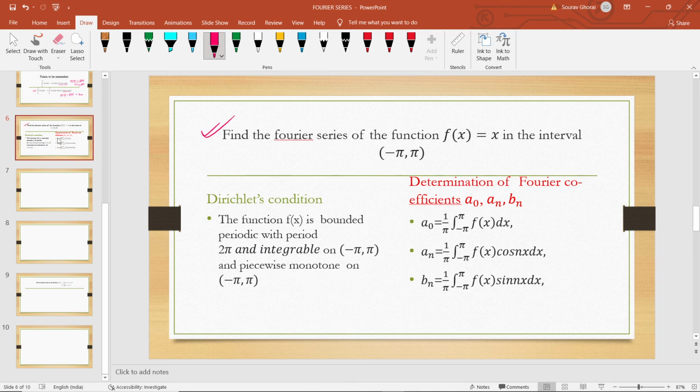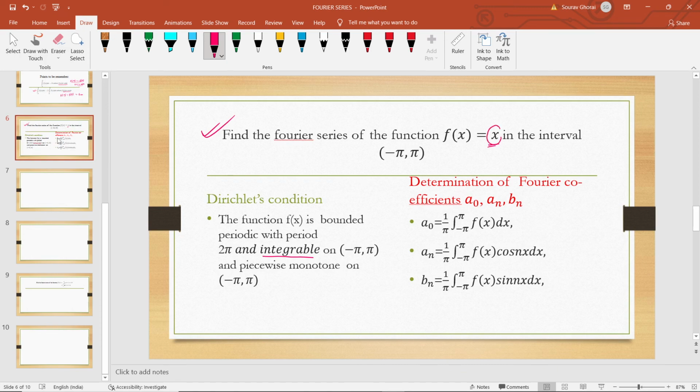find the Fourier series of the function f of x is equal to x in the interval minus pi to pi. So now let us discuss this problem. So here see that this is the Dirichlet condition. First of all, this is a bounded function. And this is integrable. Integrable means the basic condition of integrability, that is the function is continuous.